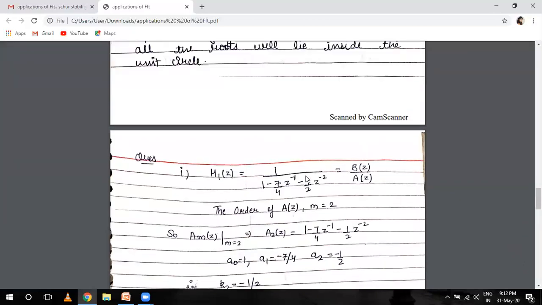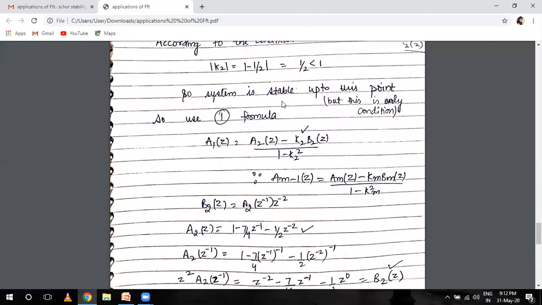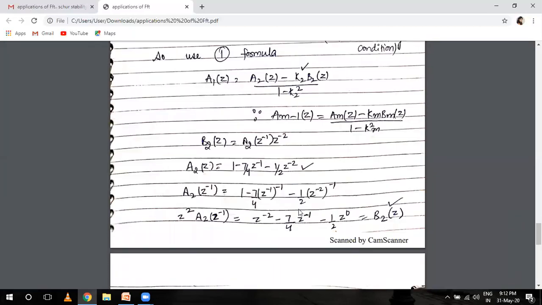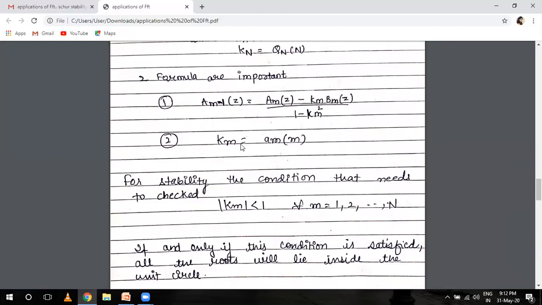How did it come? See, from this formula, k1: the value of m was 1, and taking a_m from here, a1 is equal to minus 7/2. So according to the condition, k1 is equal to minus 7/2, that is 3.5, which is greater than 1. If this is less than 1, the system is stable; otherwise it becomes unstable. The question stops here, because it is greater than 1, the system is unstable. This is the Schur-Cohn stability test with the help of these two very important formulas.